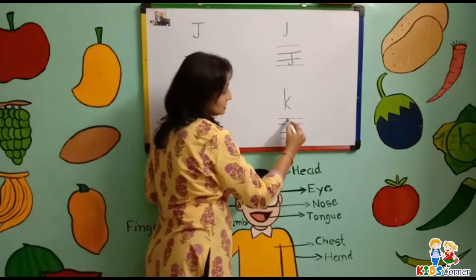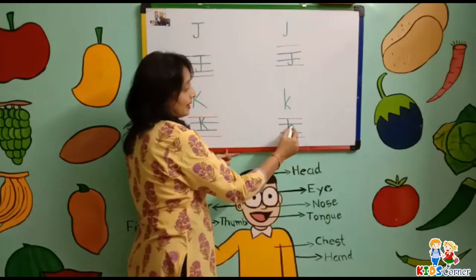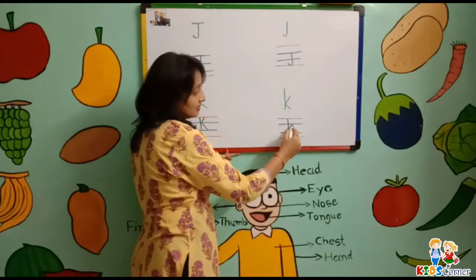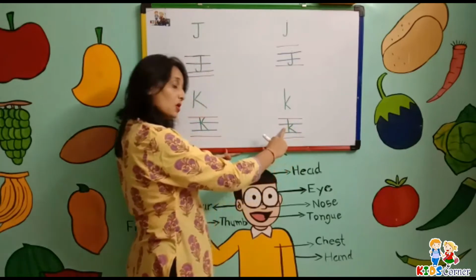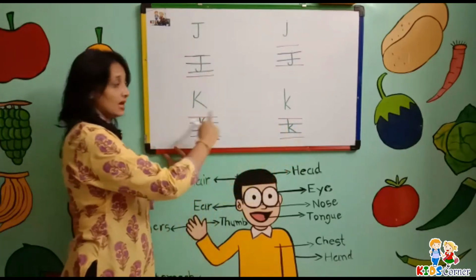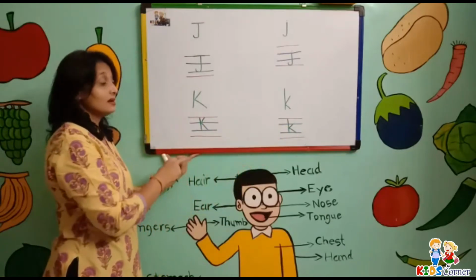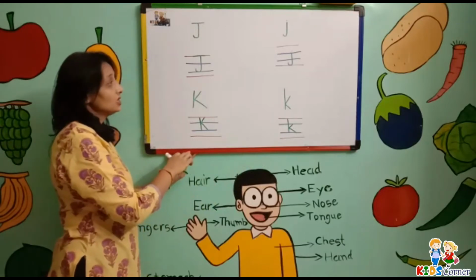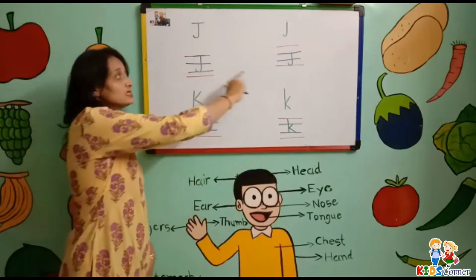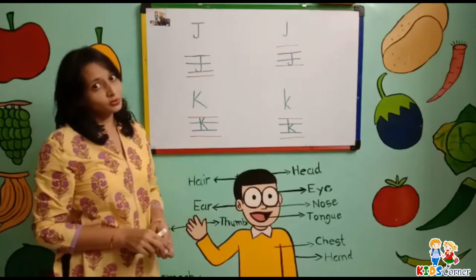Small k we will draw a standing line from the red line to the blue line, and a slanting line in between the two blue lines. This is small k. This is capital K and this is small k. K stands for kite, K stands for key and K stands for king. So, do this revision in the worksheet given by us and also in the notebook.